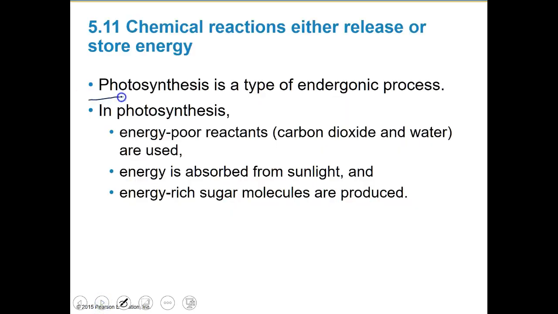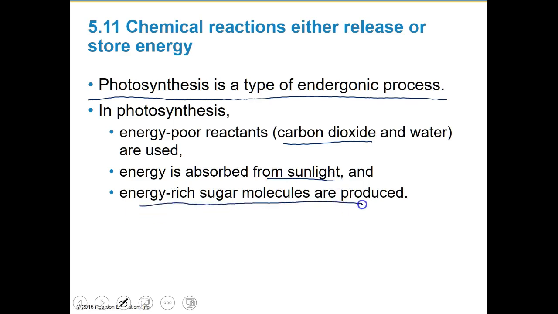So, a good example here, photosynthesis will be one of the first ones we talk about, and it's a type of endergonic process. It takes energy-poor reactants like carbon dioxide, not a whole lot in that, and it actually uses the energy of sunlight to help us produce energy-rich sugar molecules. So that's more of the endergonic thing there. Okay.